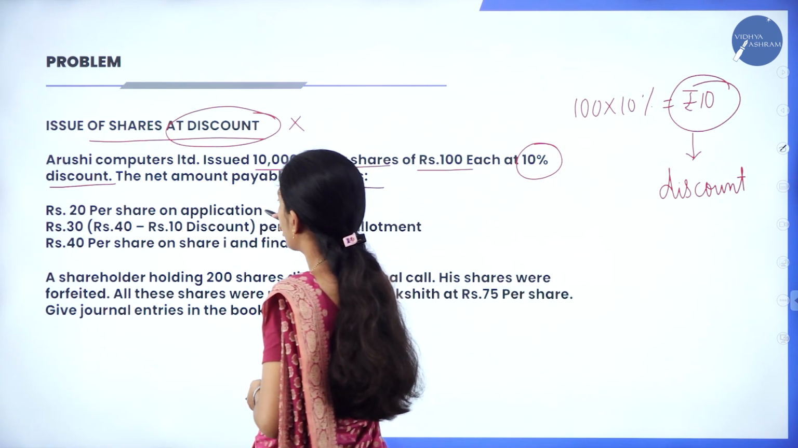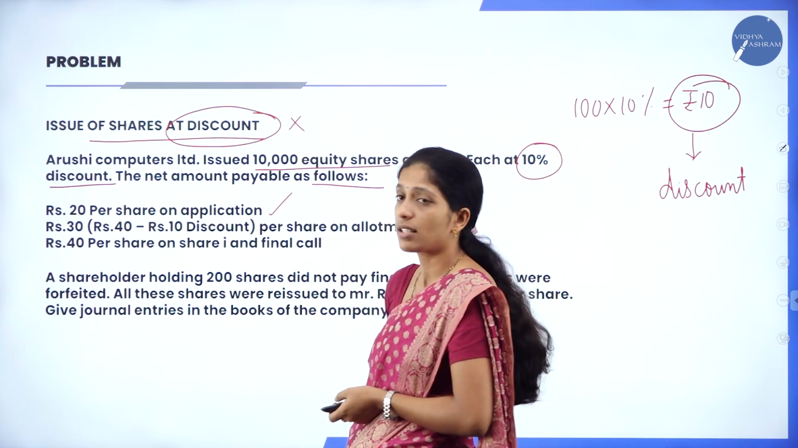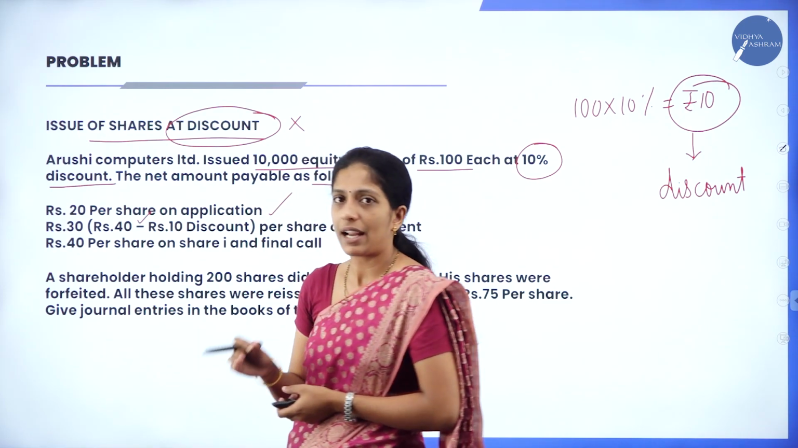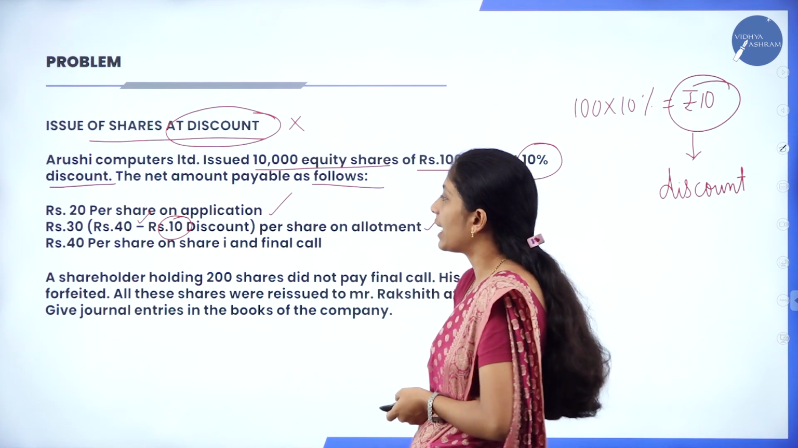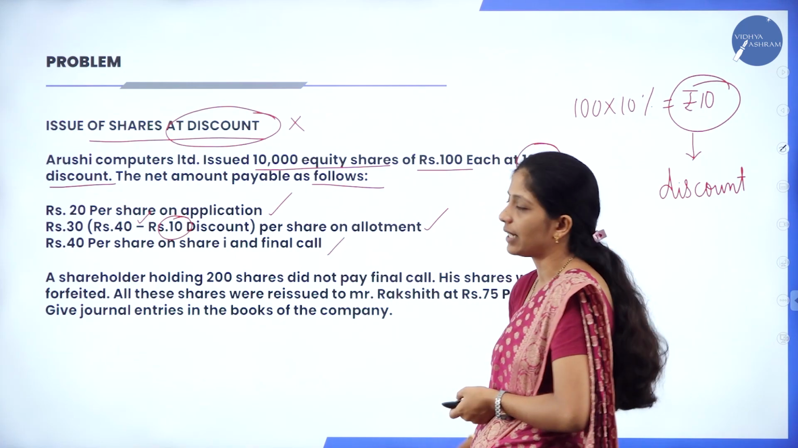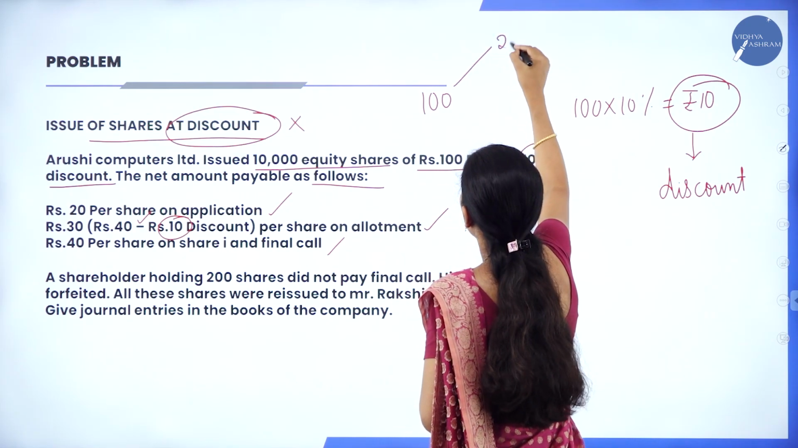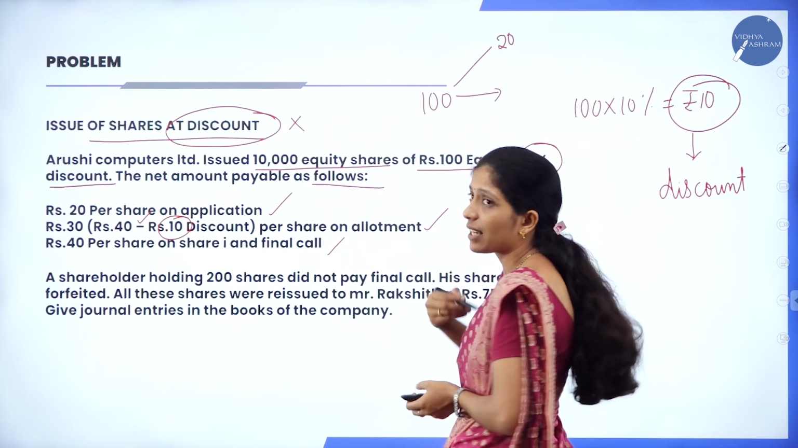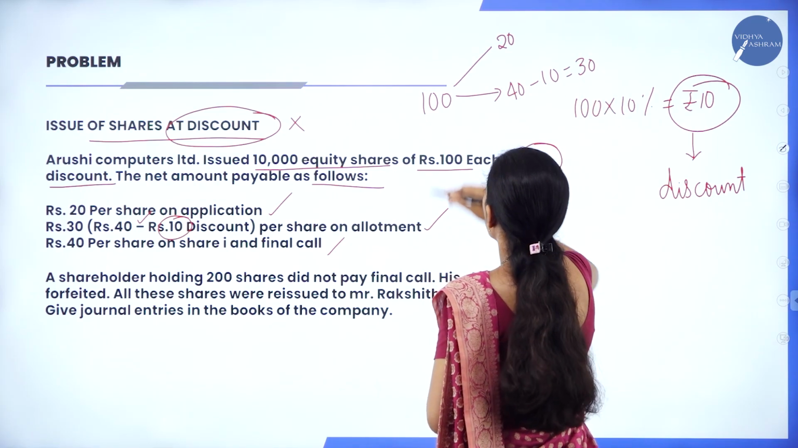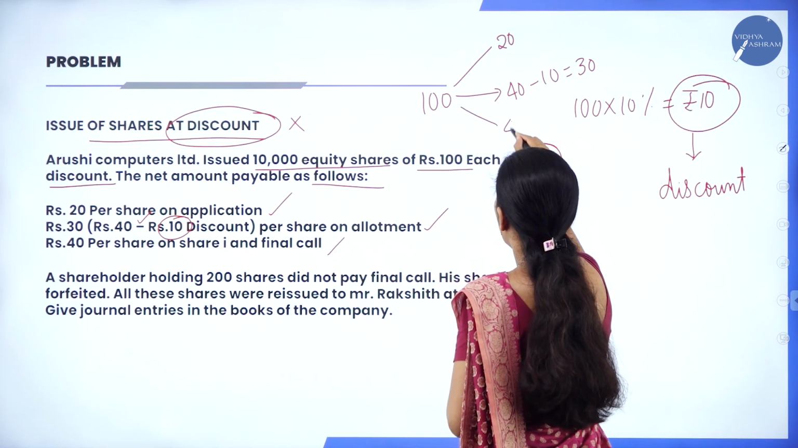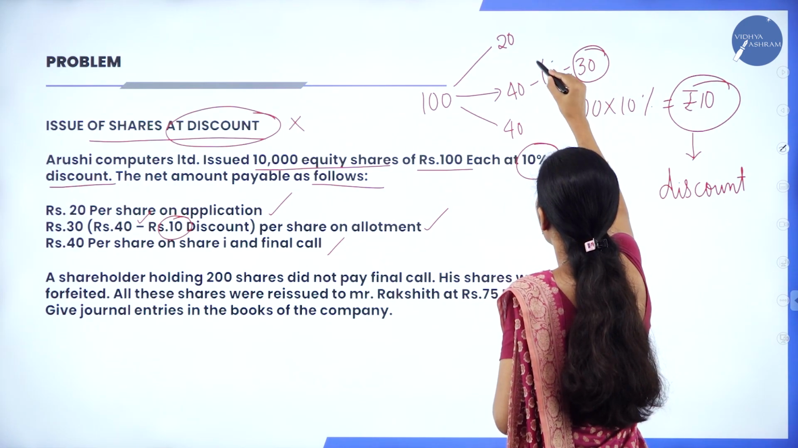So 20 on application and 30 on allotment. How is it 30 on allotment? 40 would be the actual amount, minus the 10 rupees discount. So 30 per share on allotment and 40 per share on first and final call. So how have they divided this 100 rupees? That is 20 on application, and on allotment it should be 40, but they have issued at discount. So 40 minus 10 is 30 rupees on allotment, and on first and final call 40 rupees. 20 plus 30 plus 40, that is 90, but the share is issued at a discount of 10 rupees.